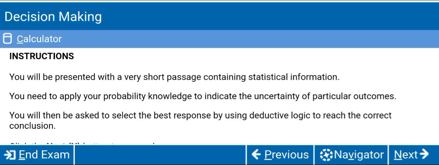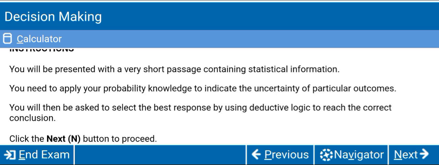You will be presented with a very short passage containing statistical information. You need to apply your probability knowledge to indicate the uncertainty of particular outcomes. You will then be asked to select the best response by using deductive logic to reach the correct conclusion. So click the next button to proceed.